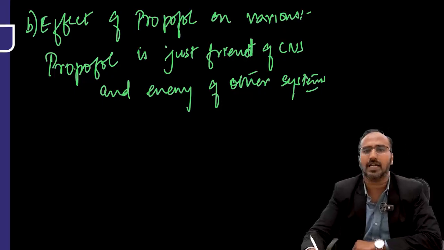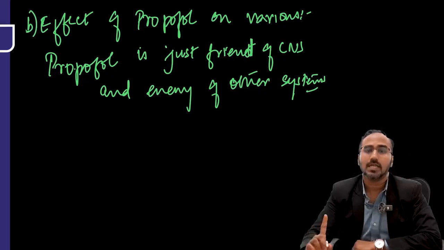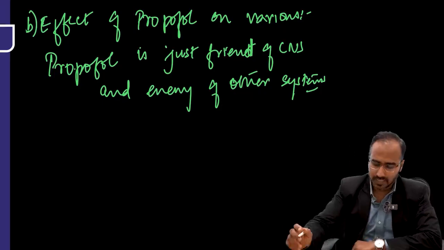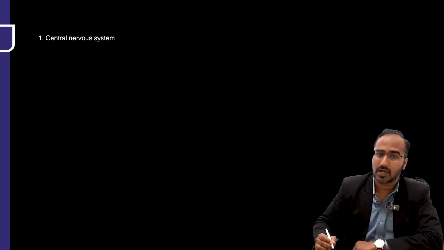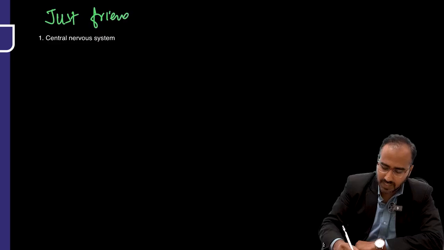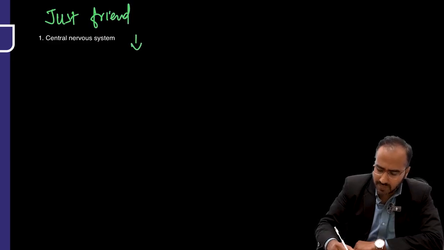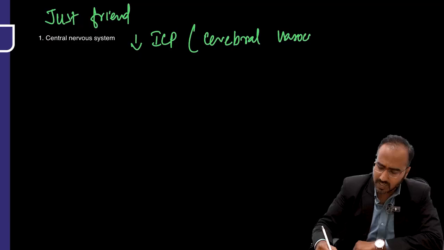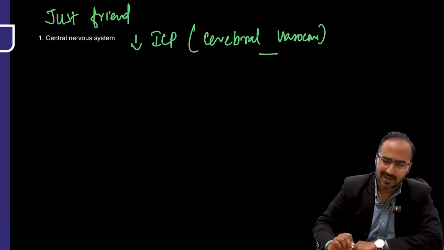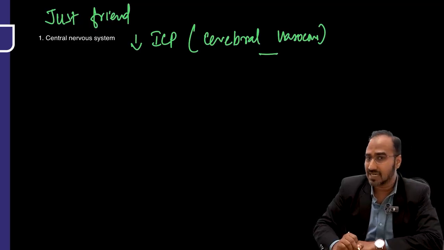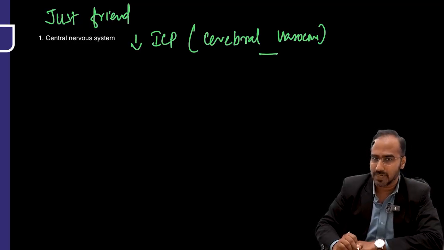What is meant by just a friend? Only one quality. Why is thiopentone regarded as the best friend? Because it has three qualities. What is that one quality of propofol on CNS? It is just a friend of CNS. So what will it do? Propofol will also decrease the ICP. It will also cause cerebral vasoconstriction. Okay? Decreases the intracranial pressure, but it does not have any other properties like thiopentone.